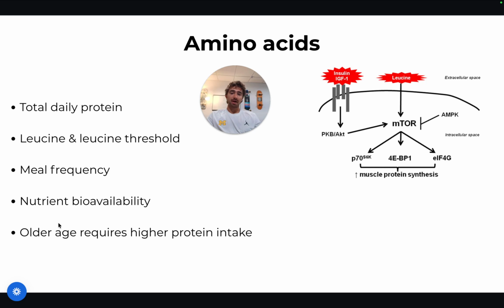And then nutrient bioavailability, obviously picking the right protein foods, high quality protein sources, you could say, to actually stimulate growth. So having all the essential amino acids, not just leucine, and then every single, I guess, amino acid profile in the food is going to be really important for that.